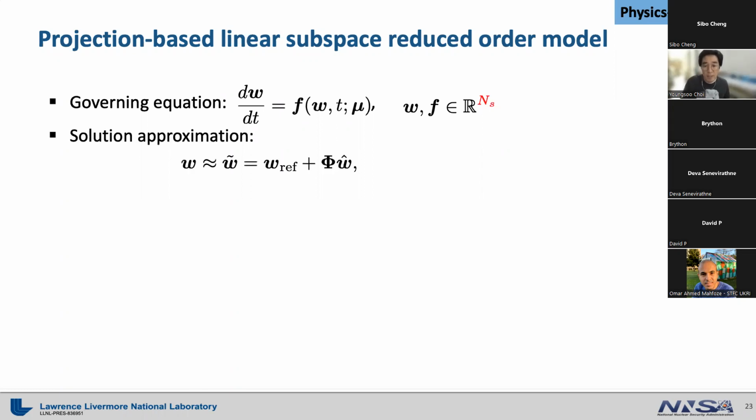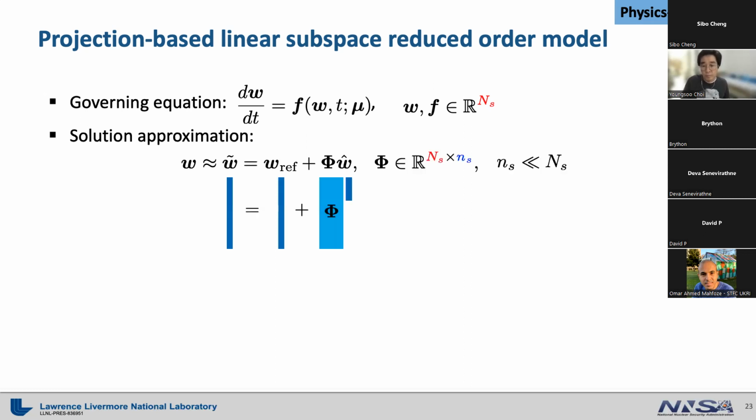We first approximate the solution as a linear combination of reduced basis phi, whose dimension is a lot smaller than the full order model dimension, big N. Then you plug this solution representation into the governing equations, and you will end up with an overdetermined system where you have more equations than unknowns. So to close the system, you apply some kind of projection. Here I have applied the Galerkin projection that gives a reduced system of ordinary differential equations.